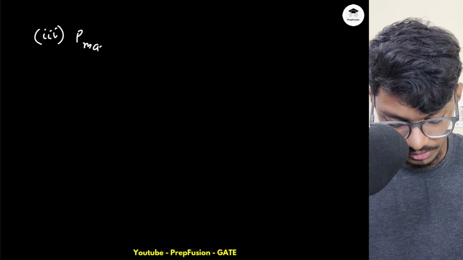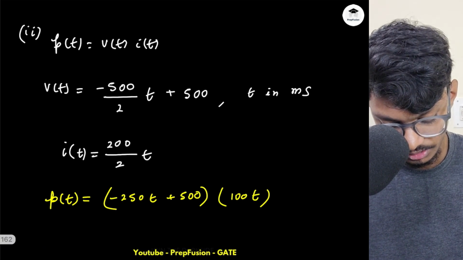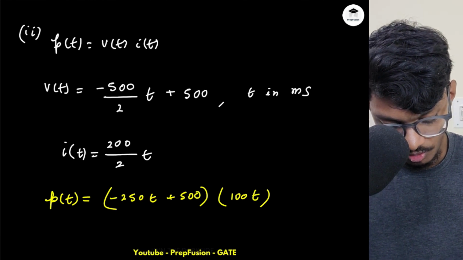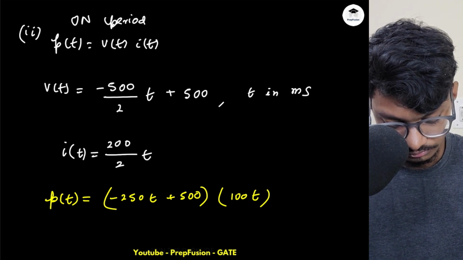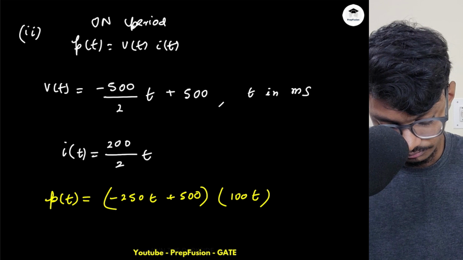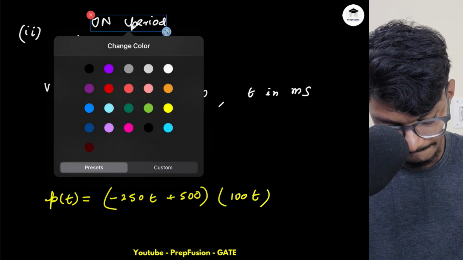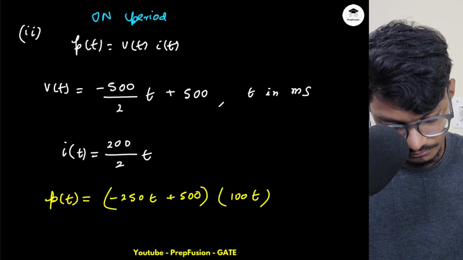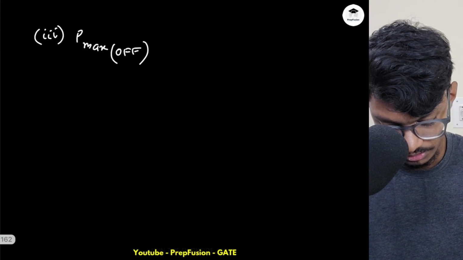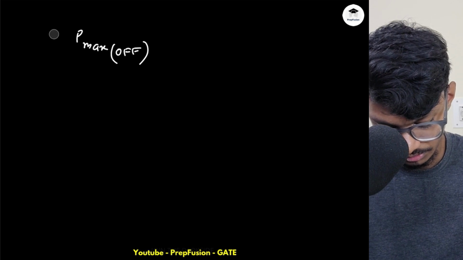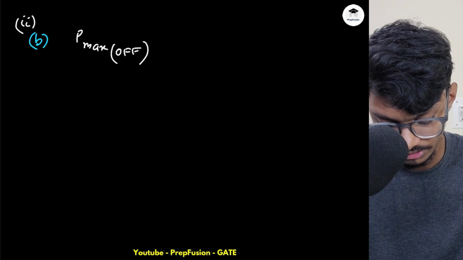So P max during the off period. This was the P max during the on period. This is A and this is the off period. This is B, the second question, the B part. This is the homework for you. You have to do it by yourself.